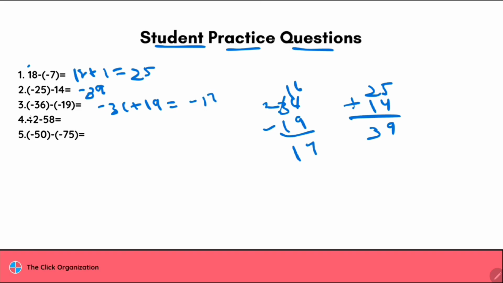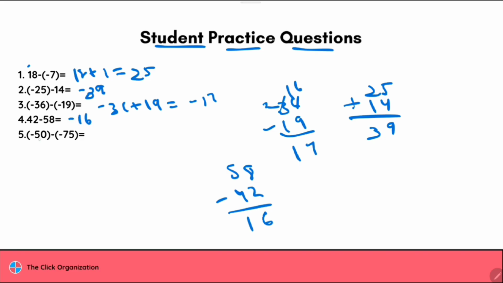Question number 4 says 42 minus 58. So simply subtract both the integers. So 58 minus 42. And in this question, the greater number is 58. So the sign of 58 is negative. So our answer would be negative 16.